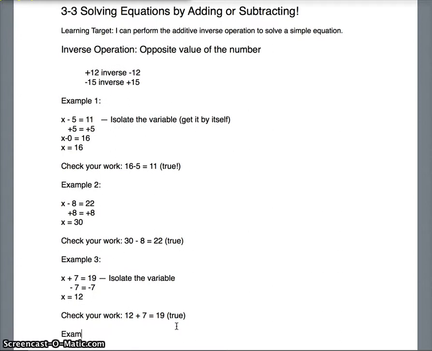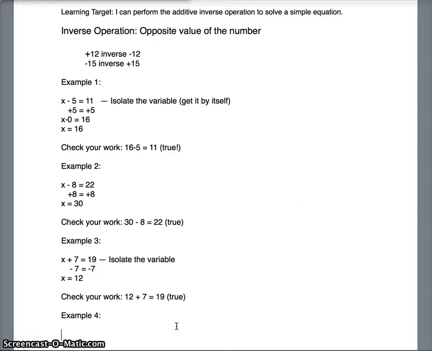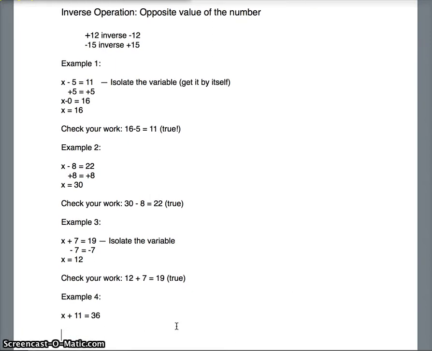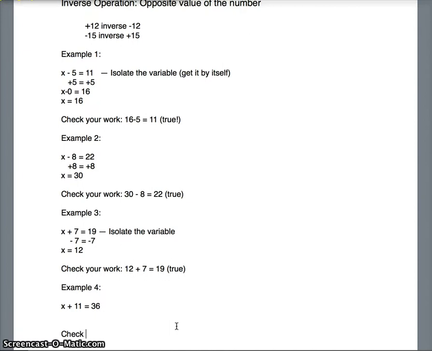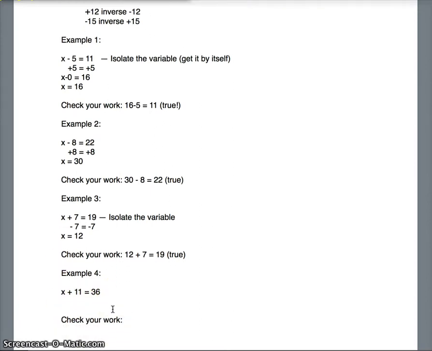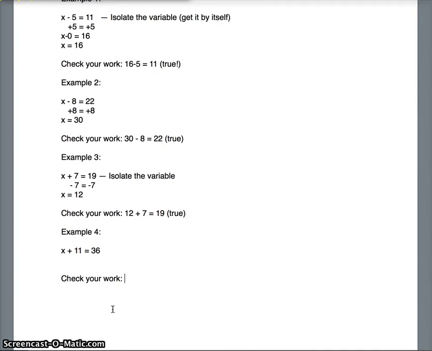All right, you are going to do example 4 on your own, and I'm not going to do it on the video. I want you to show me that you can do it. Use this equation and see what you get. And when you finish, I want to see your work, and then I want to see your check your work as well. And then tell me if it's true or false. And if it's false, it just means that there's some sort of small error up here that you need to go back and check.